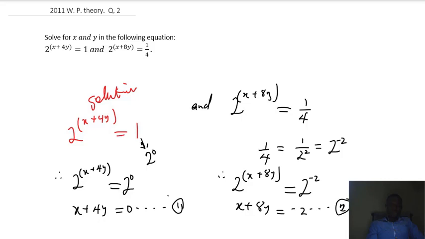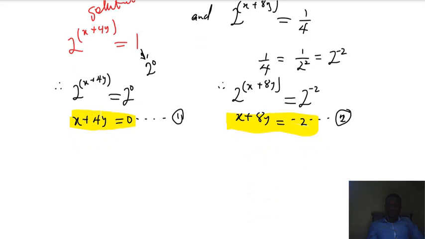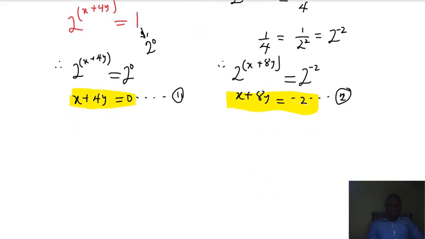So now we have two equations here. This is the equation 1 we are talking about. The equation 1 is this one. Then we have the equation 2 here. So now that we have two equations, we have been able to reduce this one to the simplest form. Let's bring these two equations together, then we solve them simultaneously.